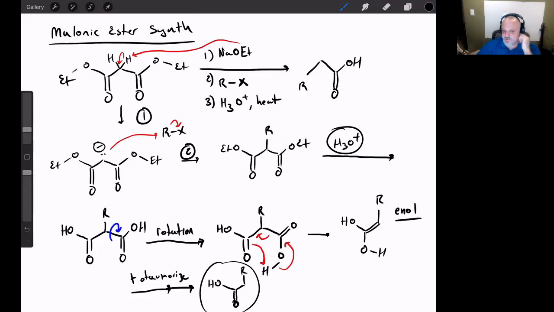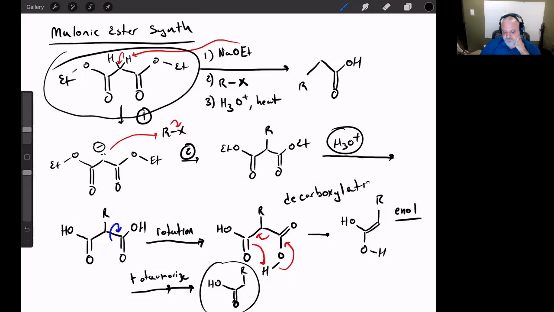So we can take this malonic ester and we can react it with a suitable base and an alkyl halide, and we get alpha alkylation. But we're going to lose part of that ester through decarboxylation. This step is called decarboxylation. And we're going to end up with ultimately a carboxylic acid because the enol that forms from the decarboxylation will tautomerize into the carboxylic acid.